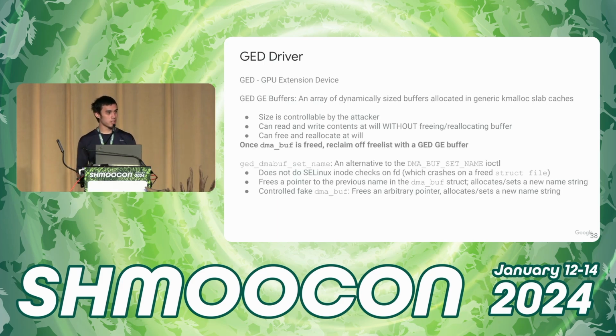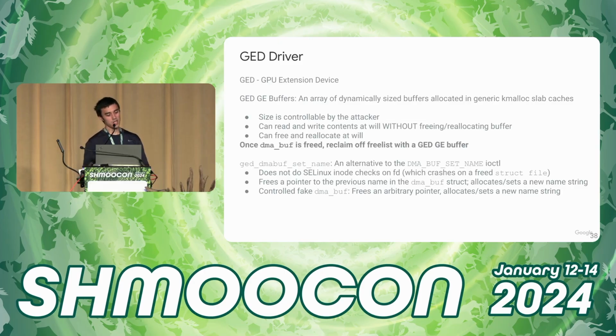It's called the GPU extension device. I've quipped that it's the GPU exploitation device. It has in it an array of GE buffers, or basically with this driver, you can allocate an array of GED buffers or GE buffers. They're dynamically sized buffers. They're allocated in the generic kernel kmalloc slab caches. Their size is controllable. You can read and write the contents at will without freeing and reallocating those buffers. And of course, you can also free and reallocate them at will. Basically, this is the holy grail of heap sprays. It's controllable in size. You can control the data. You can read it and write to it however you want, whenever you want, without reallocating that memory.